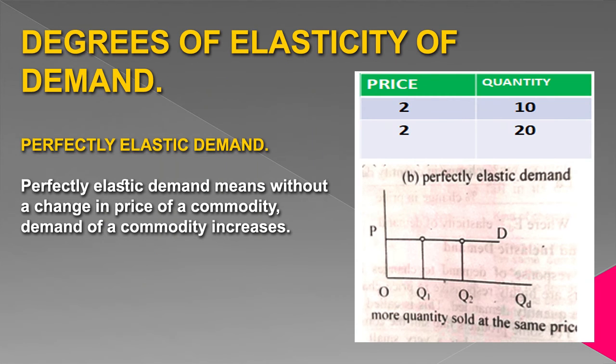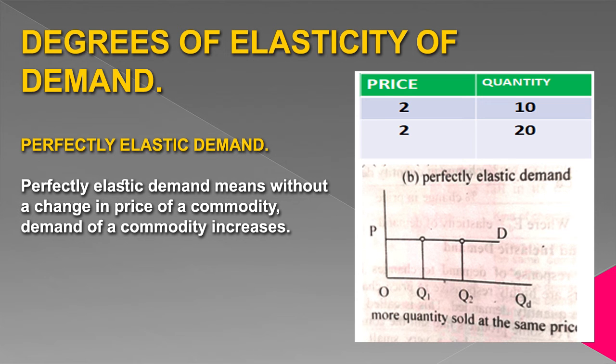Degrees of elasticity of demand. First one is perfectly elastic demand. Perfectly elastic demand means without a change in price of a commodity, demand of a commodity increases. Here you can see in a table, price remains the same, quantity demanded increases. Price is 2, quantity demanded is 10. Price remains the same, that is 2, quantity demanded increases to 20. This is perfectly elastic demand.